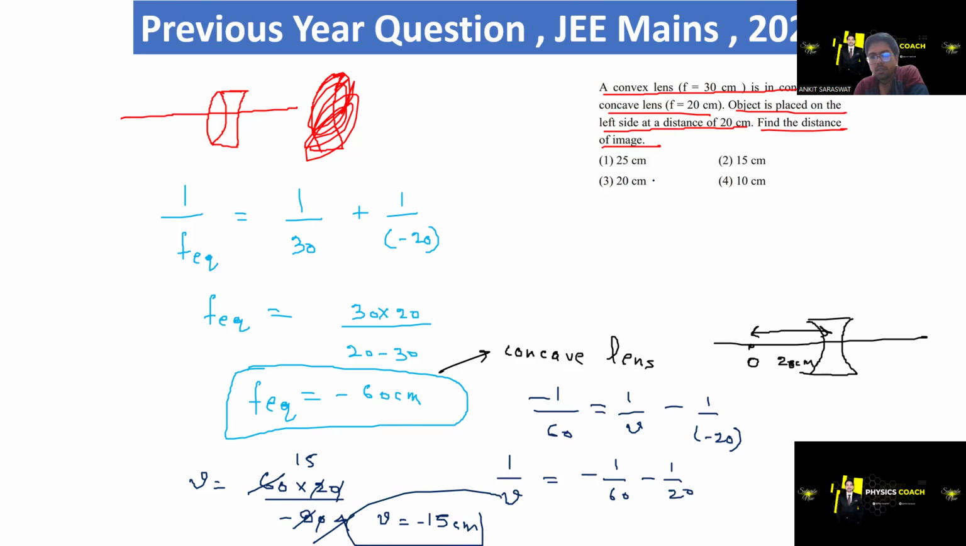So which option is correct? Option B. So such question always find the focal length of equivalent lens.